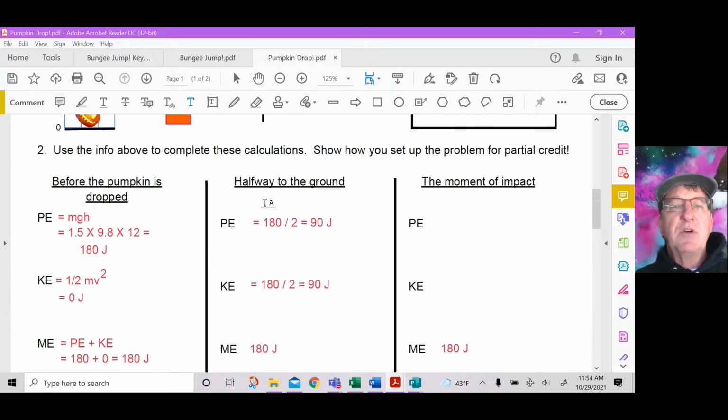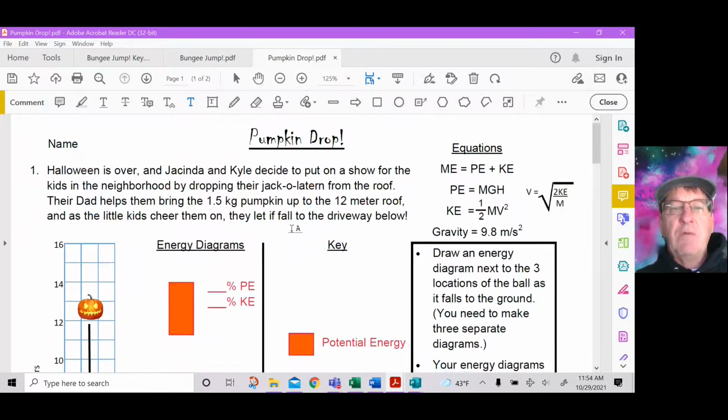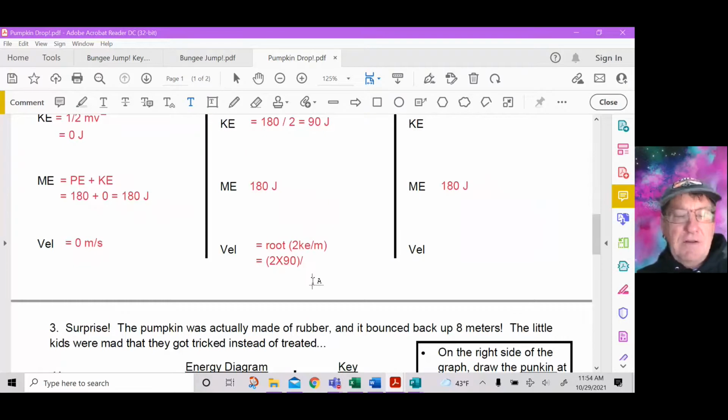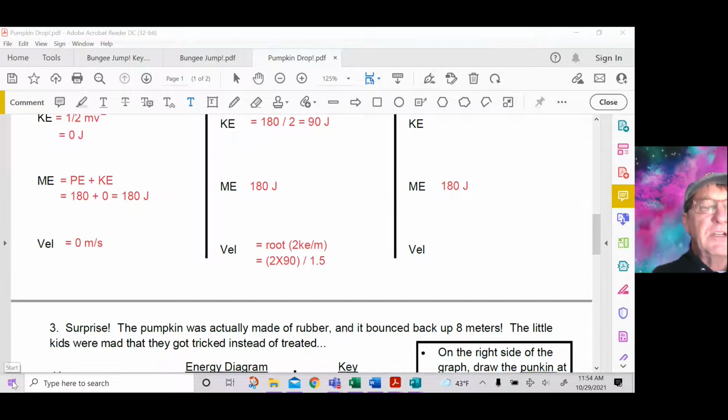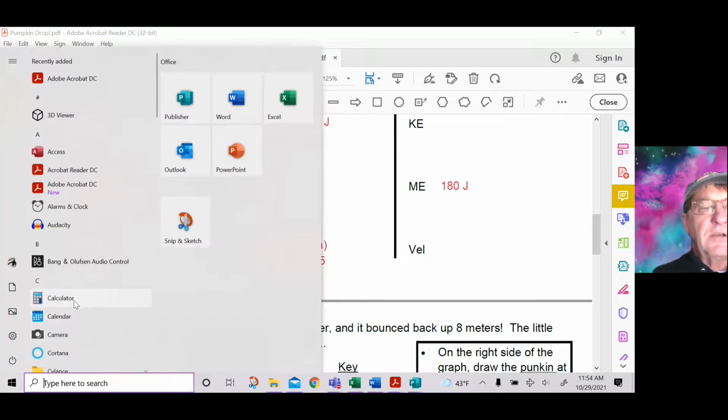What was the mass of this pumpkin? Was it 1.5? Yeah, 1.5. I divide that by m. Once I've done that, then I use the square root function on my calculator. If you're using your phone like I am, then you'll need to turn the calculator sideways. Or maybe I have a calculator here. Let's see. Yes, I do.